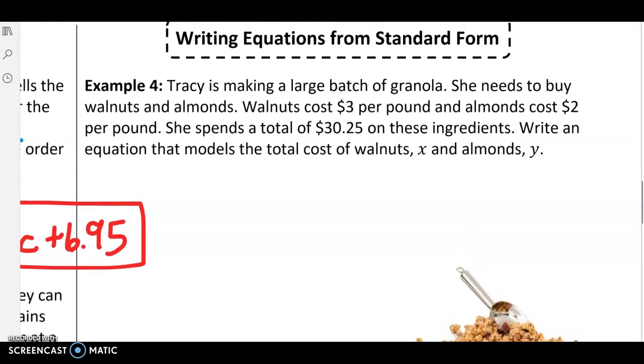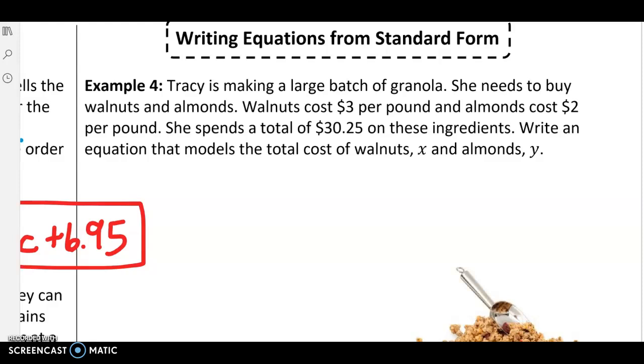All right, so now we're doing standard form problems. So Tracy is making a large batch of granola. Interesting. I don't even know how to make granola. She needs to buy walnuts and almonds. A lot of times when you see two things being compared, like walnuts and almonds, or large candles and small candles, or hot dogs and hamburgers, that usually means you're going to use standard form.